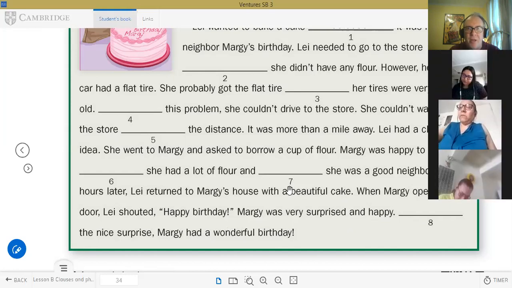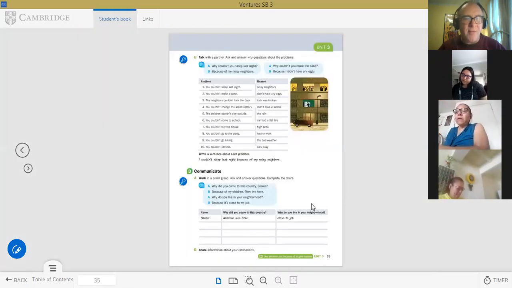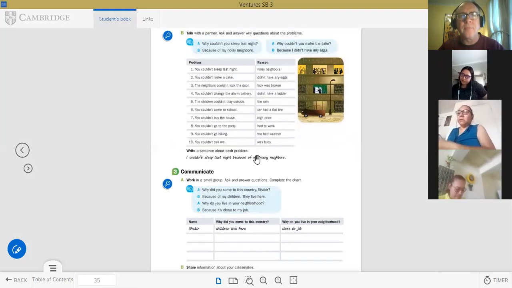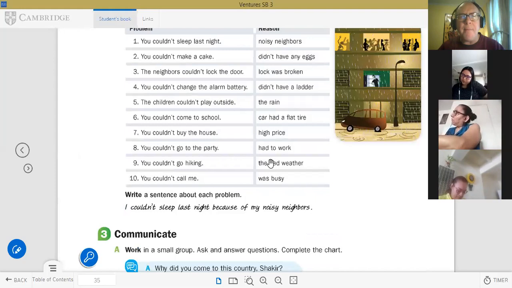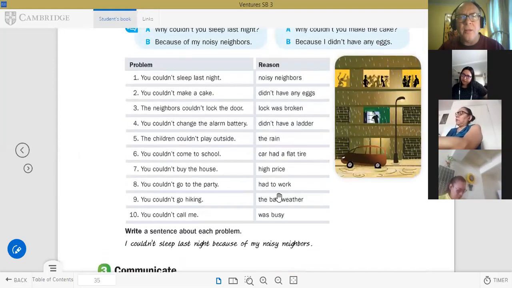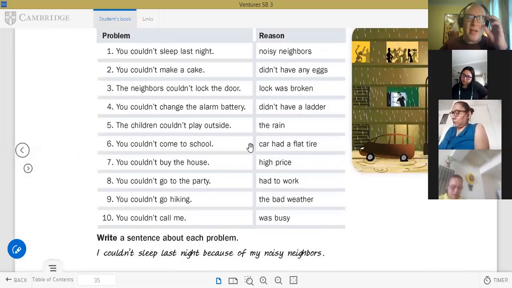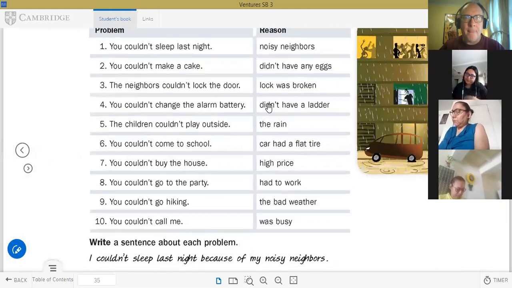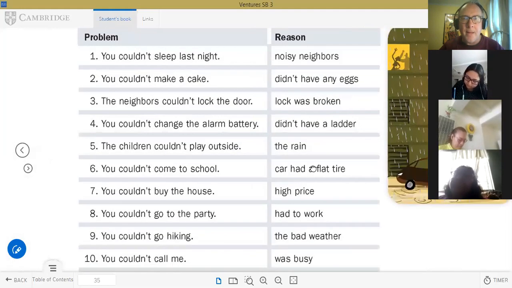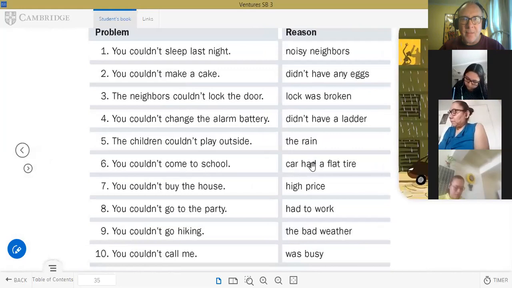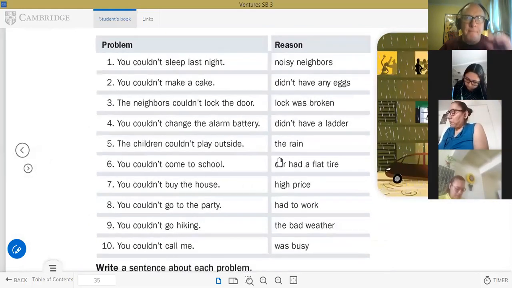Okay, very good. All right, let's focus on it a little bit more, and then we're going to make it a little bit broader and talk about all of the connectors we've learned. All right, so here on the next page. Yes, question? Sorry, number 8 is because of? Margie was very surprised and happy because of the nice surprise. Because of the nice surprise, yes. Number 7 is only because. It's because she was a good neighbor, right?